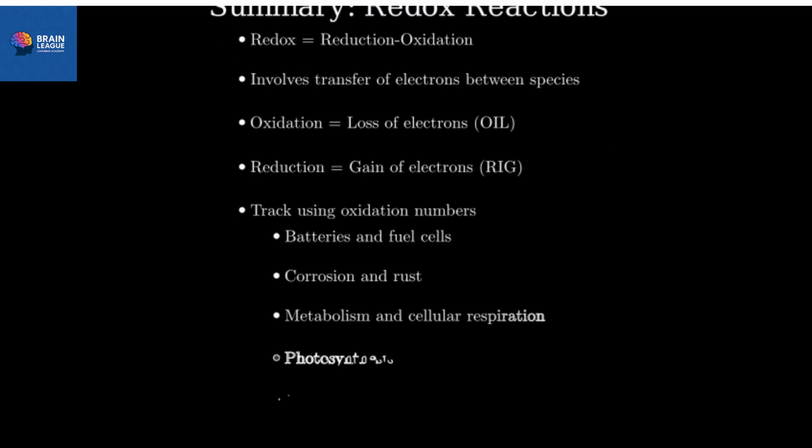Redox reactions are essential in batteries, corrosion processes, and even in our own body's metabolism. By understanding these reactions, we gain insight into countless natural and technological processes around us.